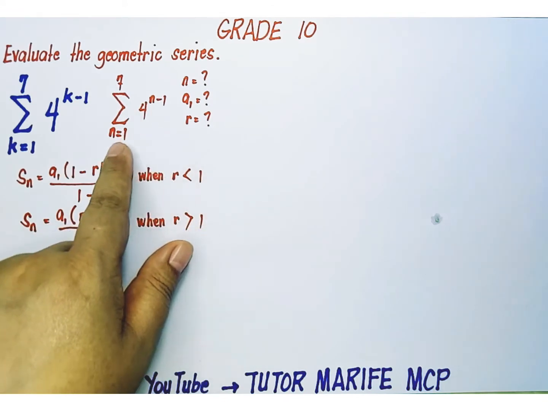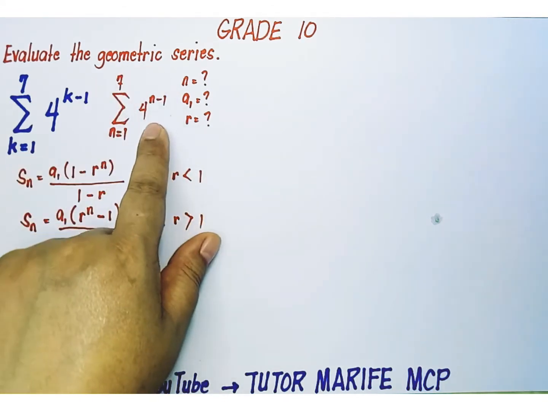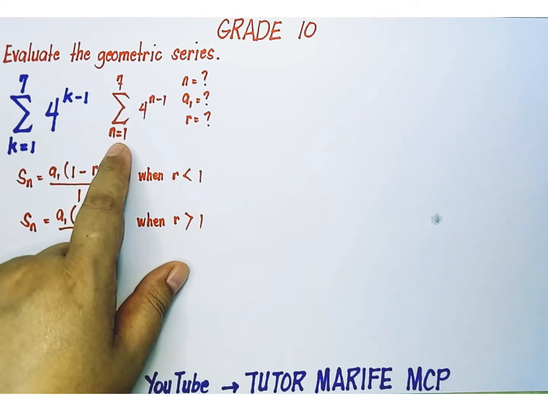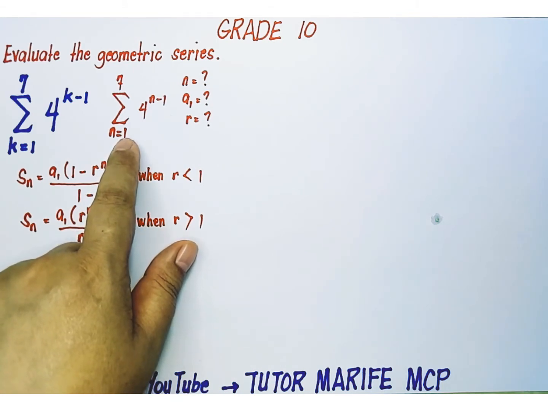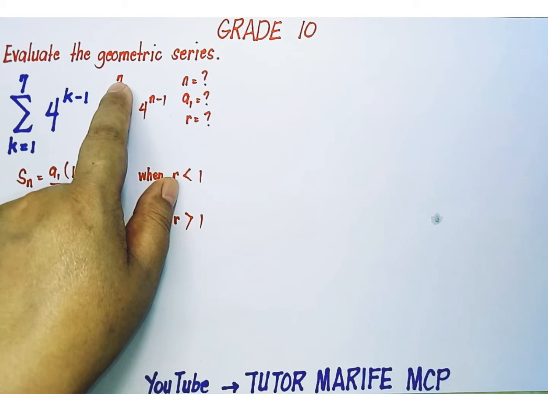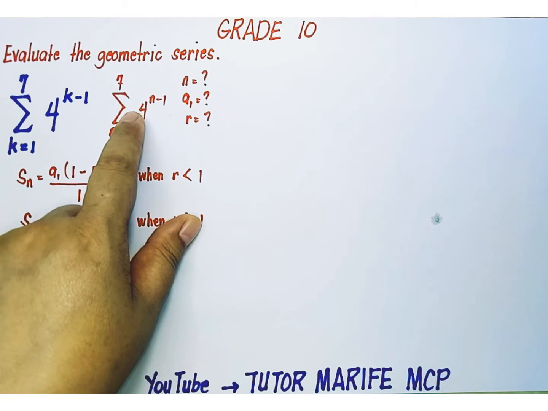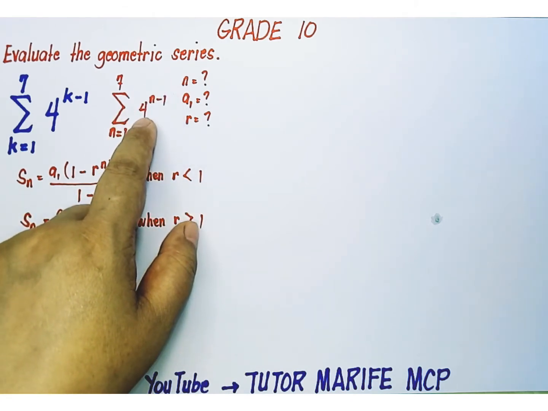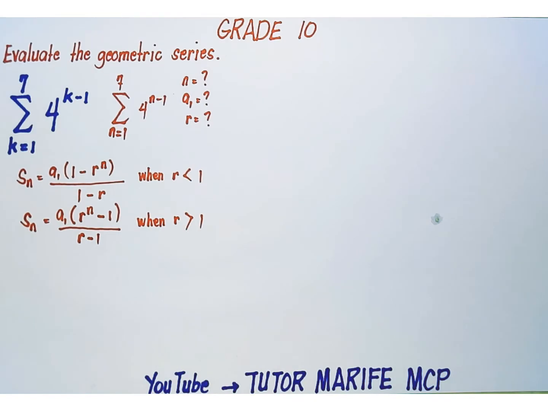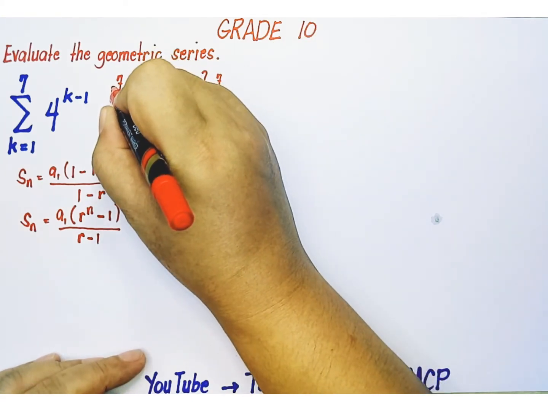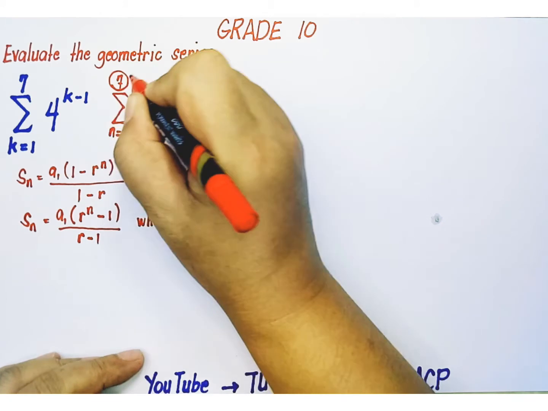Ano bang ibig sabihin nito? Kung ito-translate natin ito, ang sinasabi lang niya, find the sum of the geometric sequence from the first term to the seventh term, if the explicit formula of the geometric sequence is 4 raised to n minus 1. So, yun lang yung ibig sabihin nito. So, n is actually itong 7 na nasa ituktok ng summation notation mo.